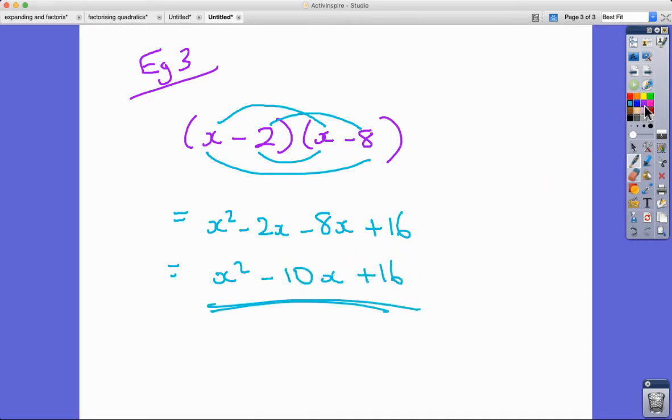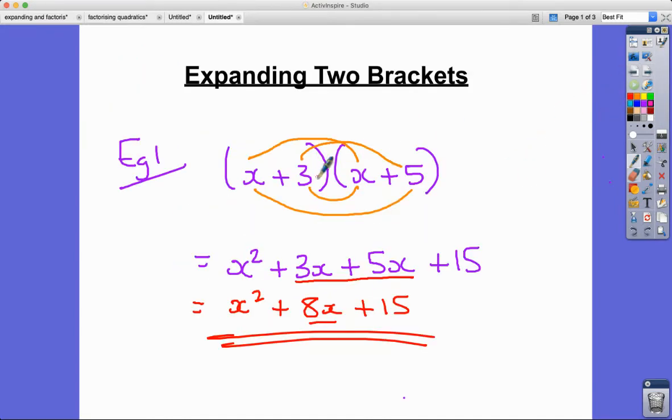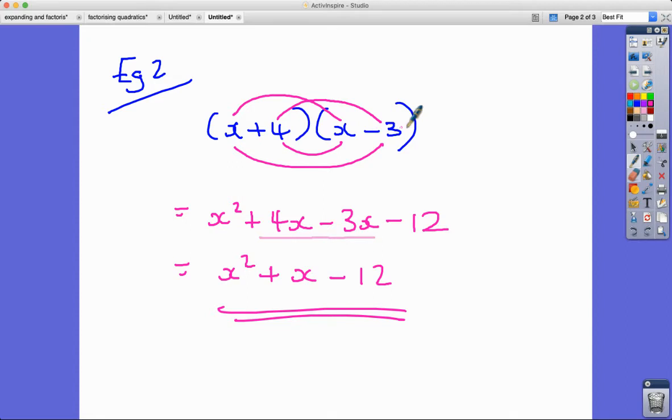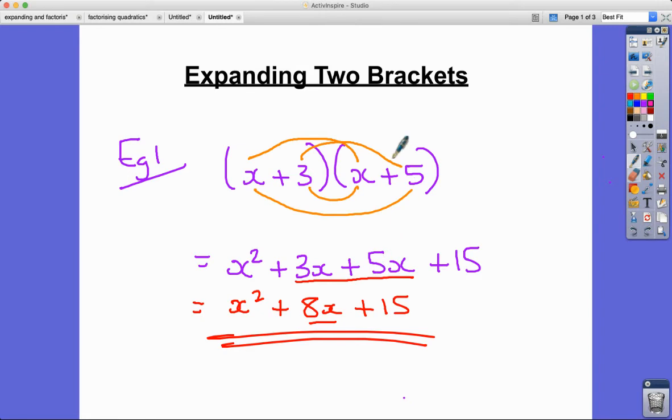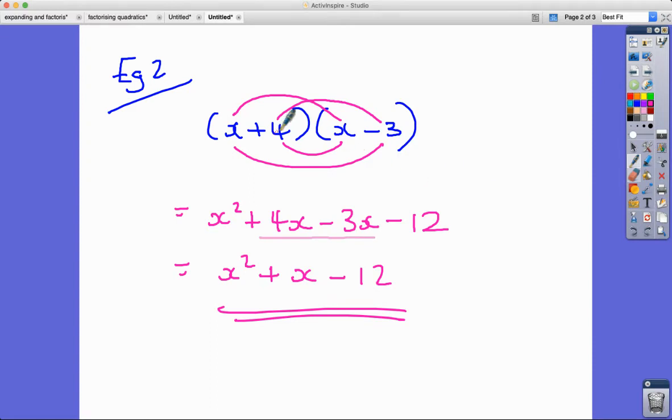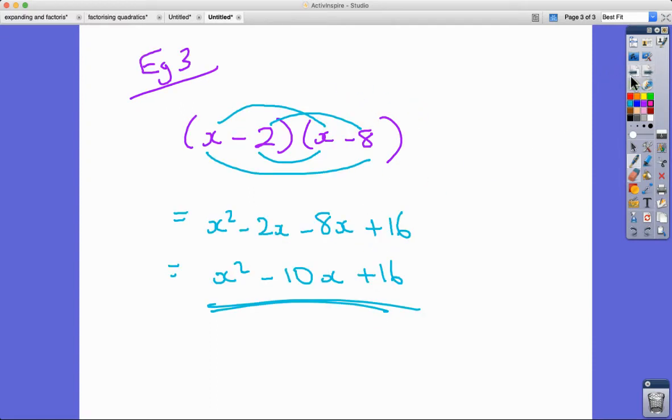Now if you're really savvy about this, you might have noticed some patterns. Let's have a look at these three examples. Notice that this 8, how do we get 8 from 3 and 5? We add them together, don't we? So let's look at the x terms in the middle first. 4 minus 3, well, that's what we did, wasn't it? We got 1x there. And here we've got minus 2 minus 8, gives us the coefficient of the x term, minus 10. And obviously the number on the end is always multiplying the two numbers. So 3 times 5 is 15. We've got here 4 times minus 3, which is minus 12. And we've got minus 2 times minus 8, which is plus 16.